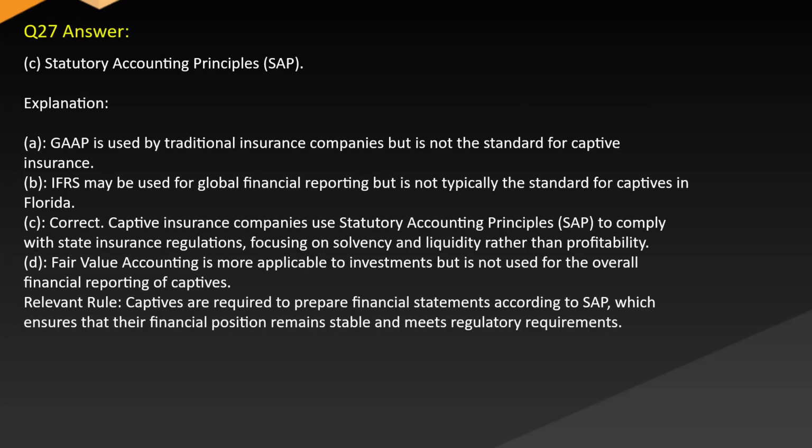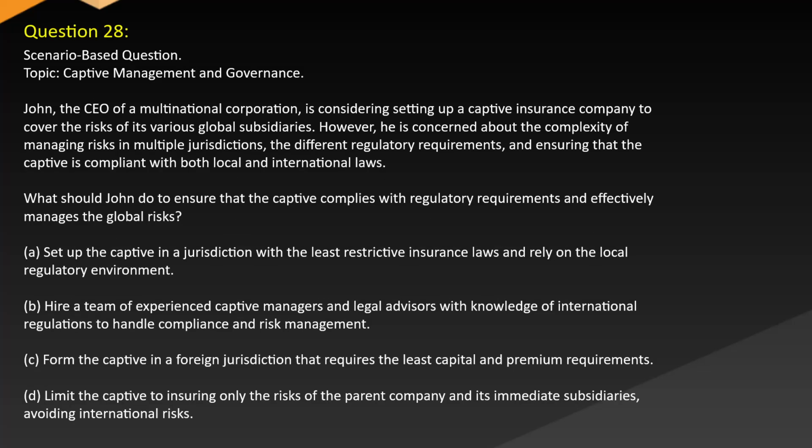Explanation: A. GAAP is used by traditional insurance companies but is not the standard for captive insurance. B. IFRS may be used for global financial reporting but is not typically the standard for captives in Florida. C. Correct. Captive insurance companies use statutory accounting principles (SAP) to comply with state insurance regulations, focusing on solvency and liquidity rather than profitability. D. Fair value accounting is more applicable to investments but is not used for the overall financial reporting of captives. Relevant rule: captives are required to prepare financial statements according to SAP, which ensures that their financial position remains stable and meets regulatory requirements. Question 28.